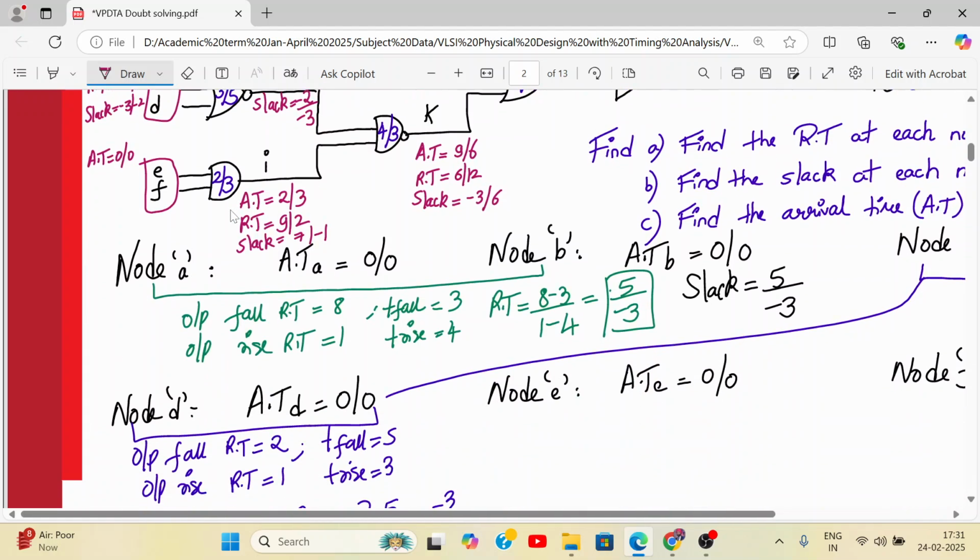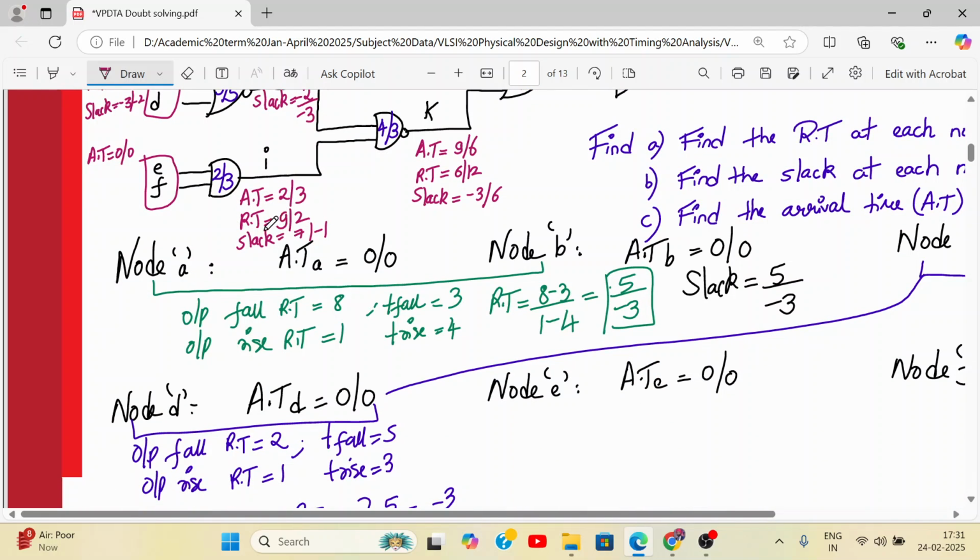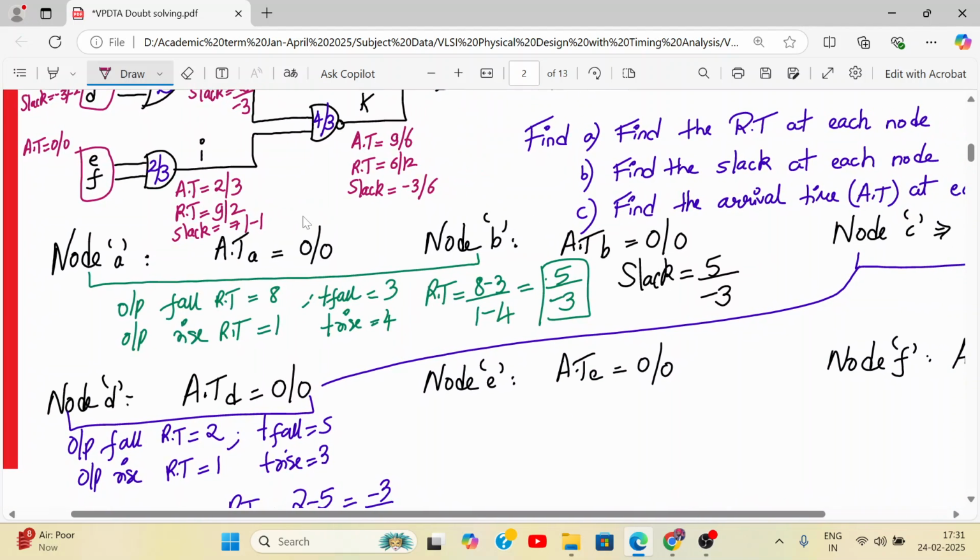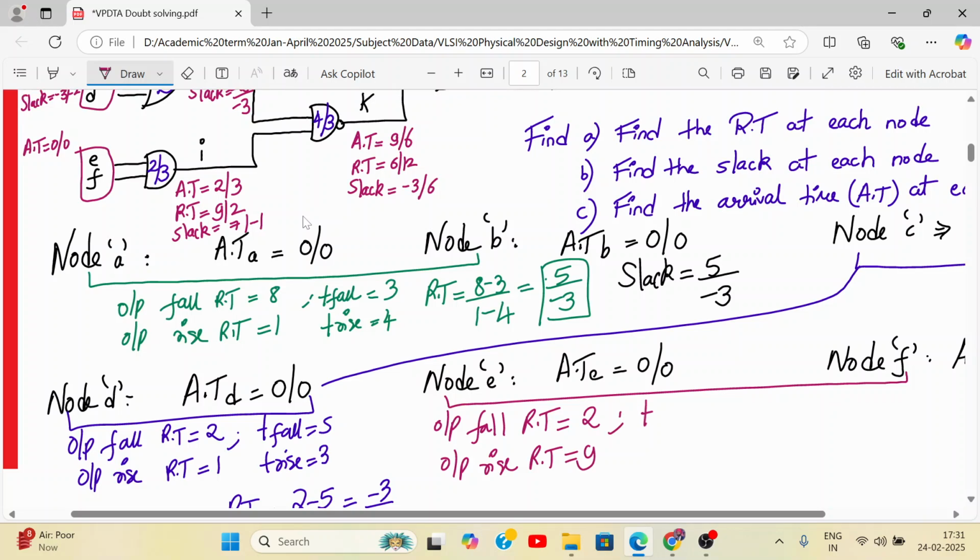Alright, now for E and F. We are calculating for these two now, nodes E and F, because they have the same inputs. So the arrival time is 0, 0. For the output fall, you have to look at the previous gate. So this is the previous gate. The fall required time will be 2. Output, look over here. Yeah, the output rise required time is 9. What about T rise and fall? Here it is 2 and 3.